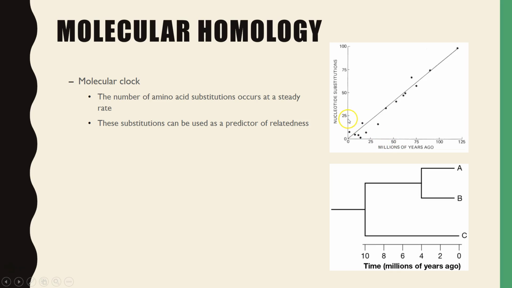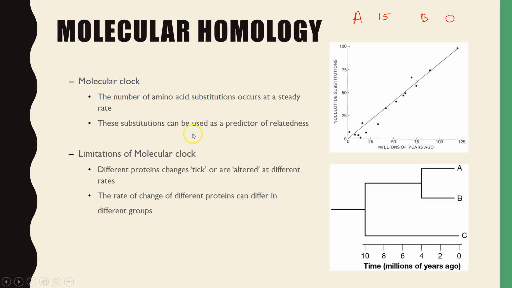So if there are a certain number of nucleotide substitutions between two species, say species A has 15 or 20 differences to species B in terms of its nucleotide sequence. So you compare species B to species B, there are no differences, but species A to B, there are 15 differences in its nucleotide sequence. That can be used as a predictor to work out roughly when they diverged.